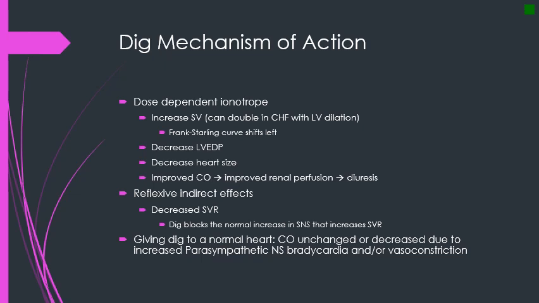Whenever you give DIG to a normal heart, the cardiac output may be unchanged or decreased, and the reason is the parasympathetic responses, that reflexive bradycardia that can occur as a result of that vasoconstriction. Now, if you get the parasympathetic stimulation that produces bradycardia, and you don't have the vasoconstriction, then you're going to have a decrease in the cardiac output. But if you get vasoconstriction along with that bradycardia, or if you get vasoconstriction and then a reflexive bradycardia, then your cardiac output may be unchanged.